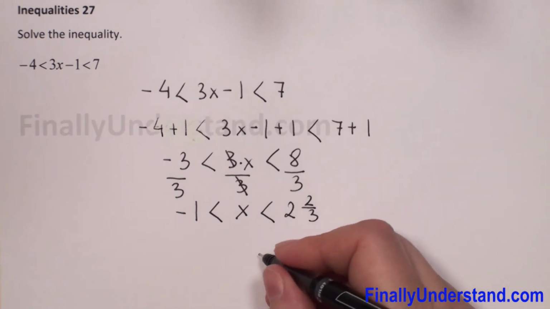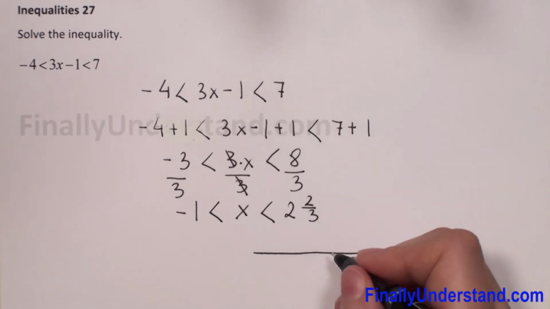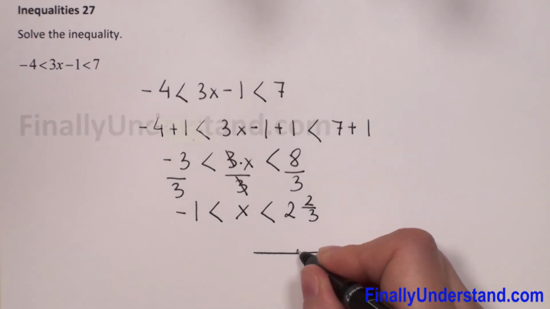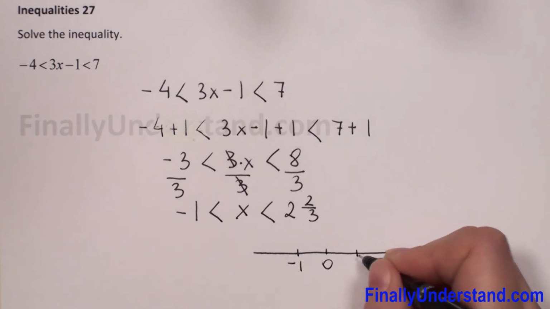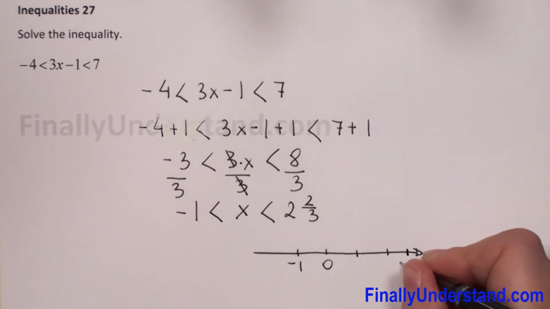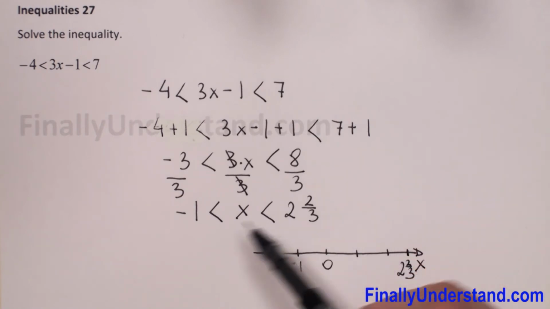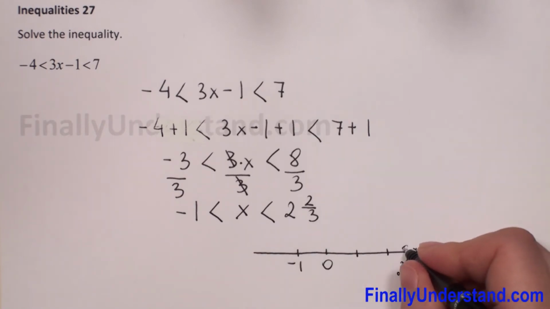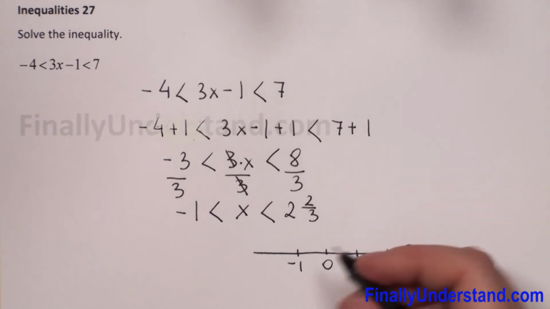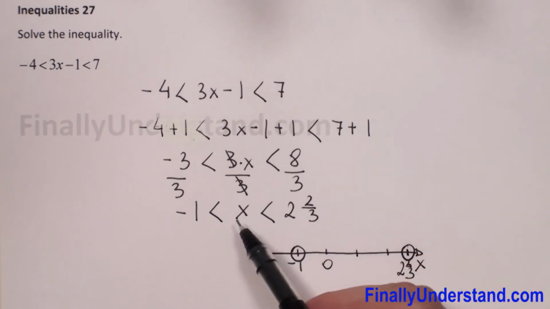So I can draw a number line. I have 0, negative 1, positive 1, 2, 3. I have 2 and 2/3, so it will be just here. Because I have the sign less than, it means this number is not included and negative 1 is not included, and x must be greater than negative 1.